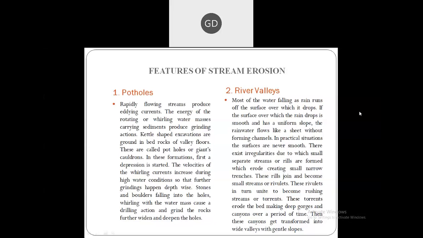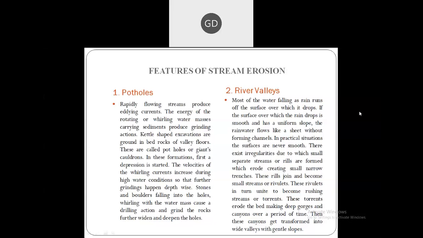Potholes are depressions of various shapes and different dimensions. They are developed in the river bed by the erosion of the streams. These potholes can be cylindrical or bowl-shaped in outline, and they can be many meters in diameter. These potholes are commonly formed in the softer rocks.